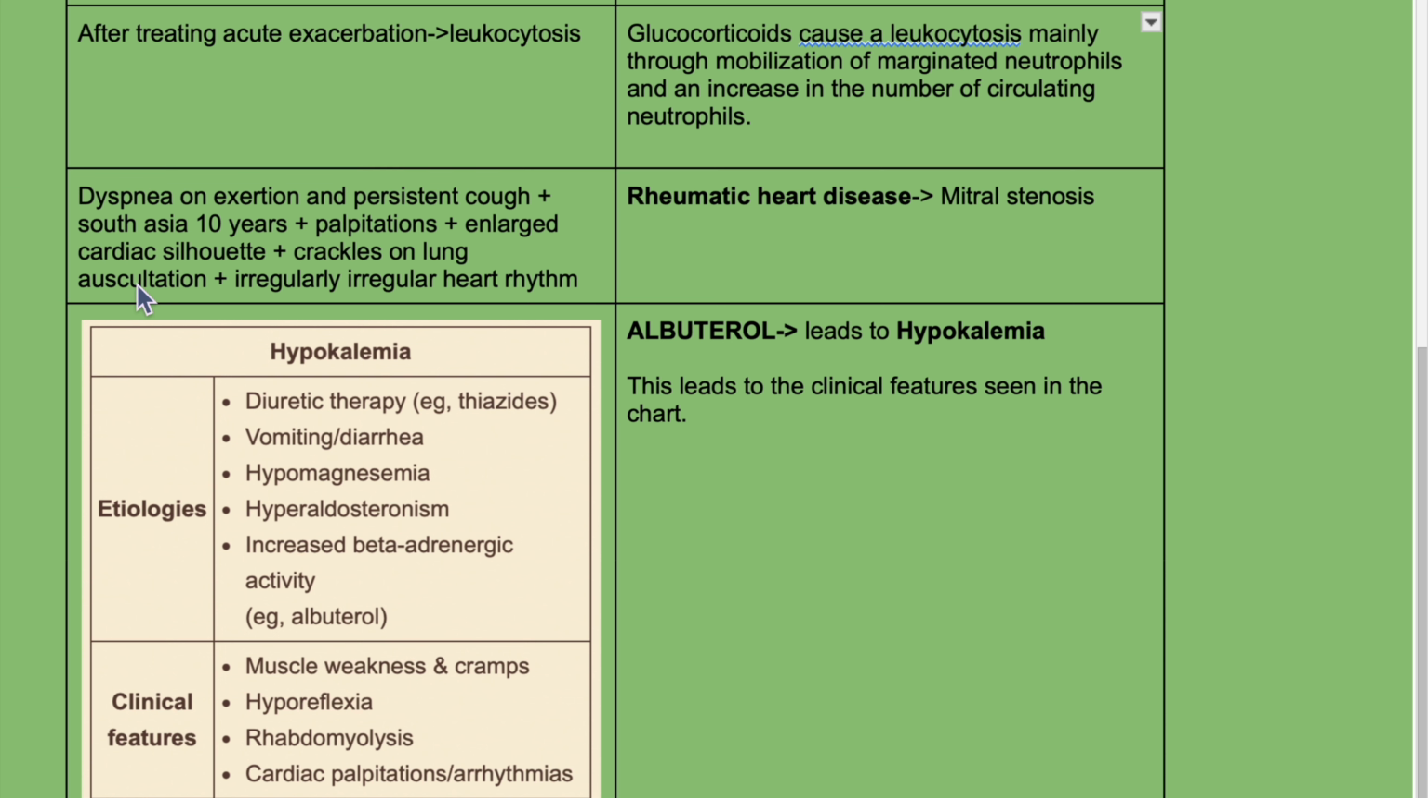Palpitation, South Asia for 10 years has been there. Dyspnea on exertion and persistent cough. Okay. So this all points to rheumatic heart disease, and you get mitral stenosis in that, so that will cause crackles on lung auscultation as well.